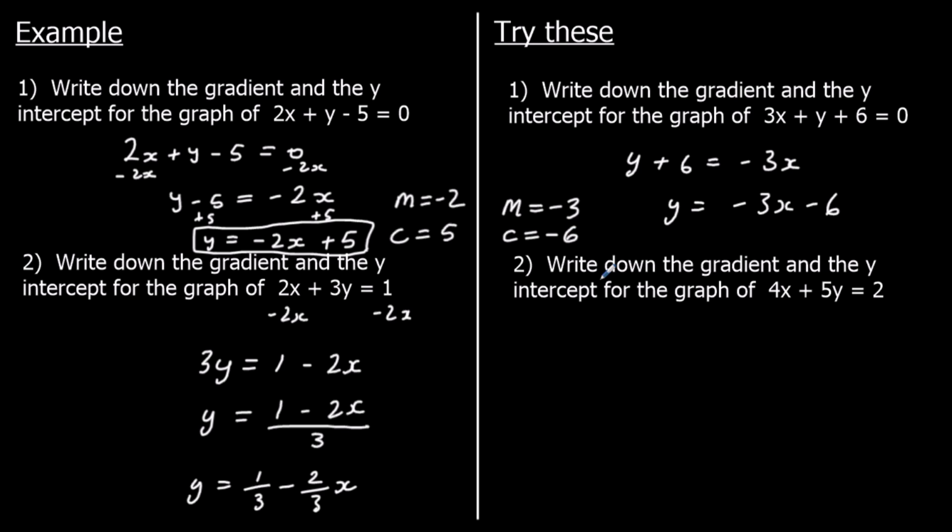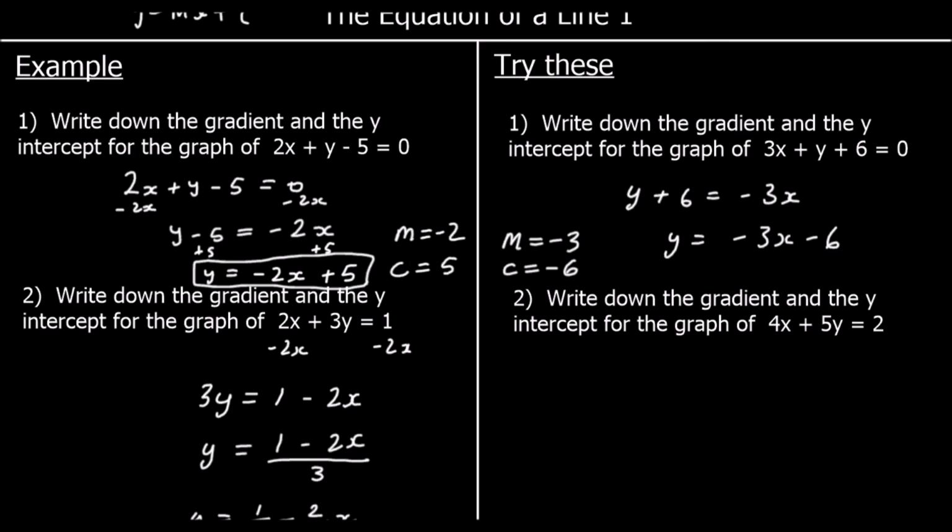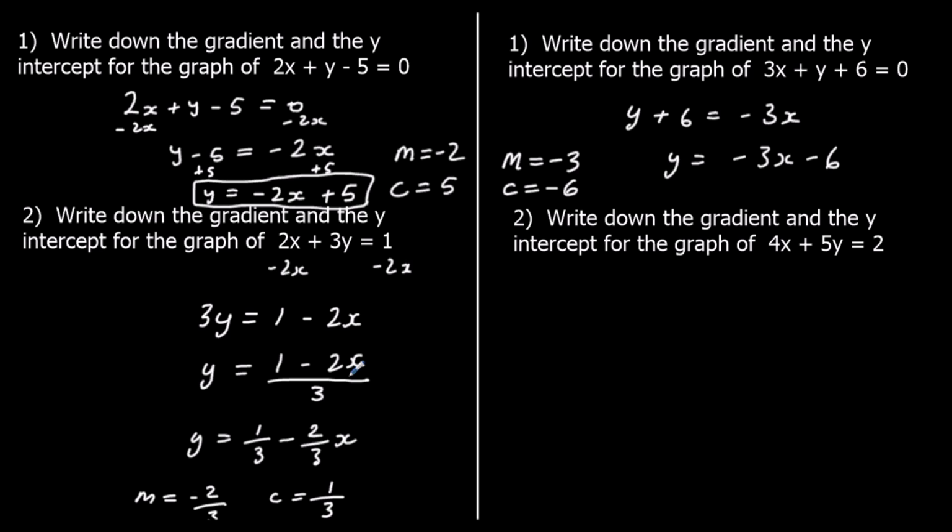For question 2, we've got 4x plus 5y equals 2. Again, we need to get y by itself. It needs to be in the form y equals mx plus c, so we can write down the gradient and the y-intercept. So let's take 4x away from both sides, which will get us 5y equals 2 minus 4x.